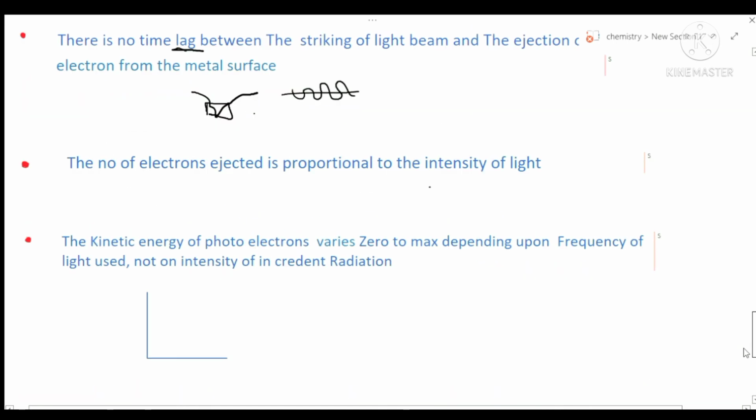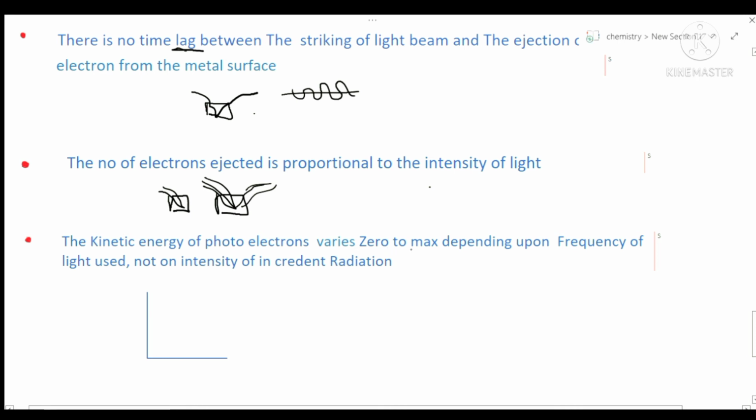Next point, you can see that the number of electrons ejected, this means ejected electrons, photoelectrons, is directly proportional to the intensity of the light. So intensity of the light is nothing but the number of photons per unit area. For example, here 2 photons. For example, here 1 unit area, more photons will come. Automatically more electrons will come out. That means intensity or brightness of the light.